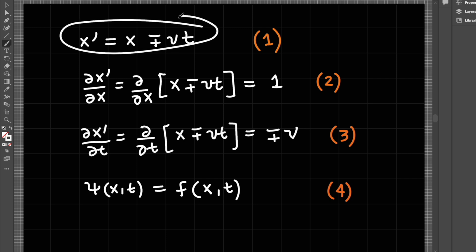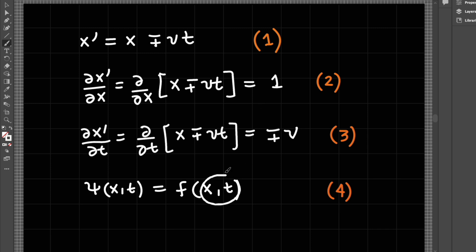So using this expression, we could rewrite the argument of f of x and t as f of x', since x' is a function of both x and time. Let's label this as equation 5.